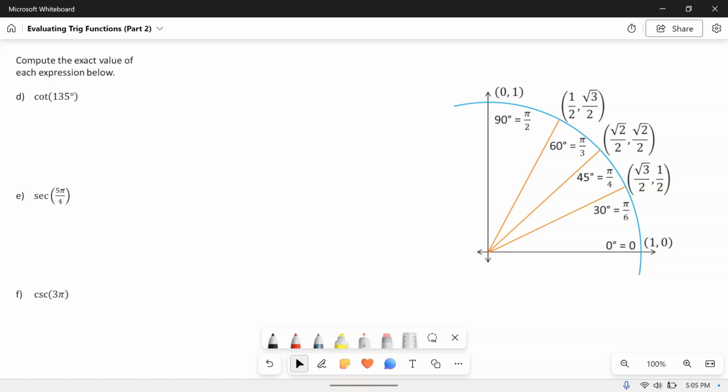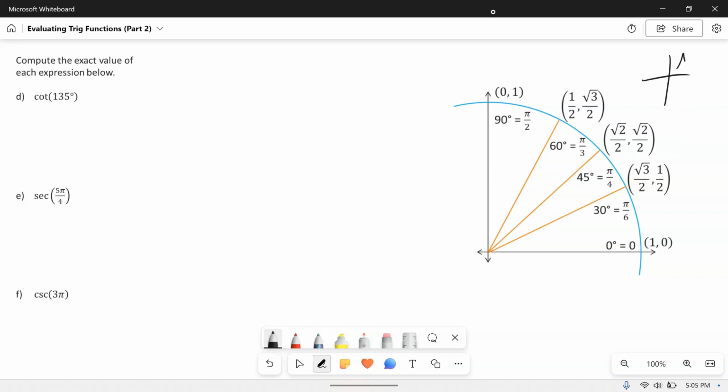Let's look at three more problems evaluating our trig functions, the cotangent, secant, and cosecant, using our nice special angles around the unit circle. Okay. So again, some things that we're going to think about is where are our values positive or negative?